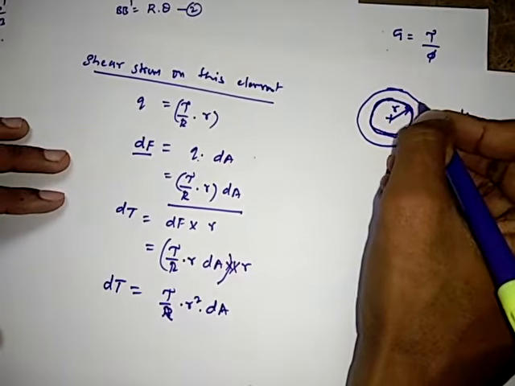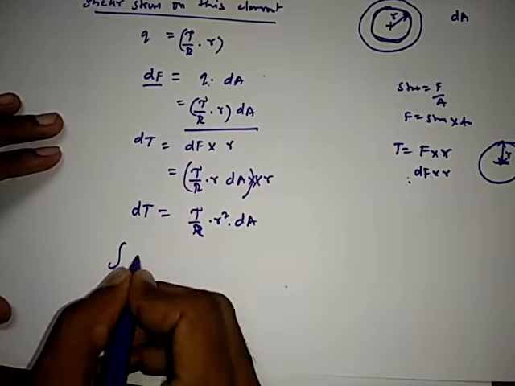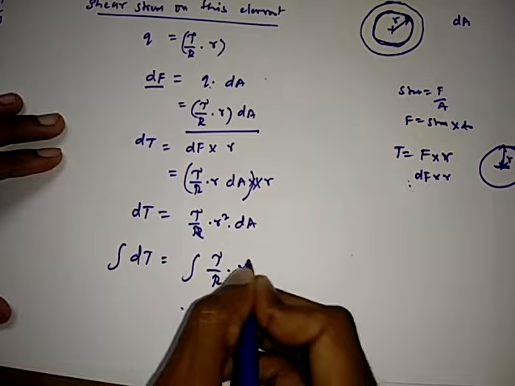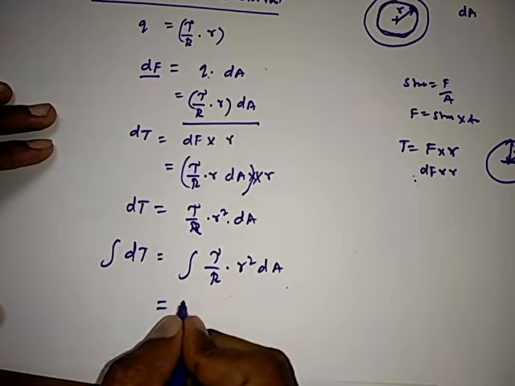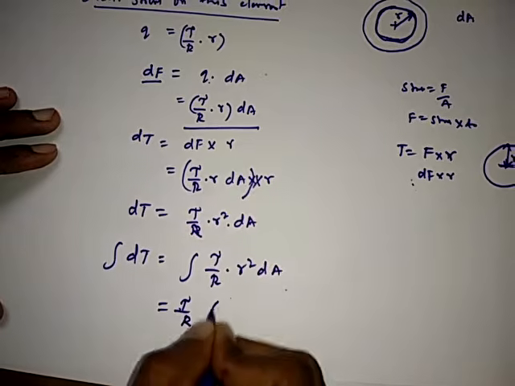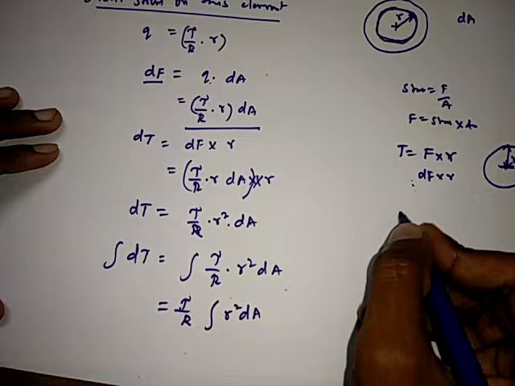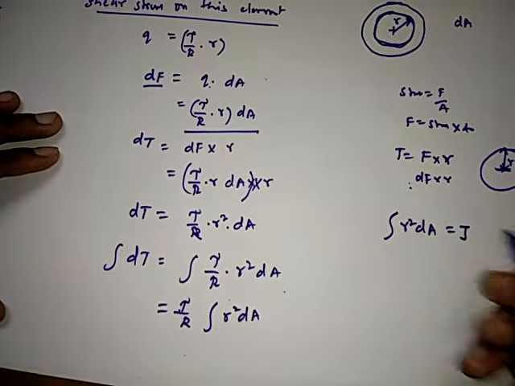If I want the total torque value, we should integrate here. So this is the integration of dT and the integration of tau by R into r square dA. Because tau by R is a constant, I can write it outside: tau by R times the integration of r square dA. This term, integration of r square dA, is called the polar moment of inertia.